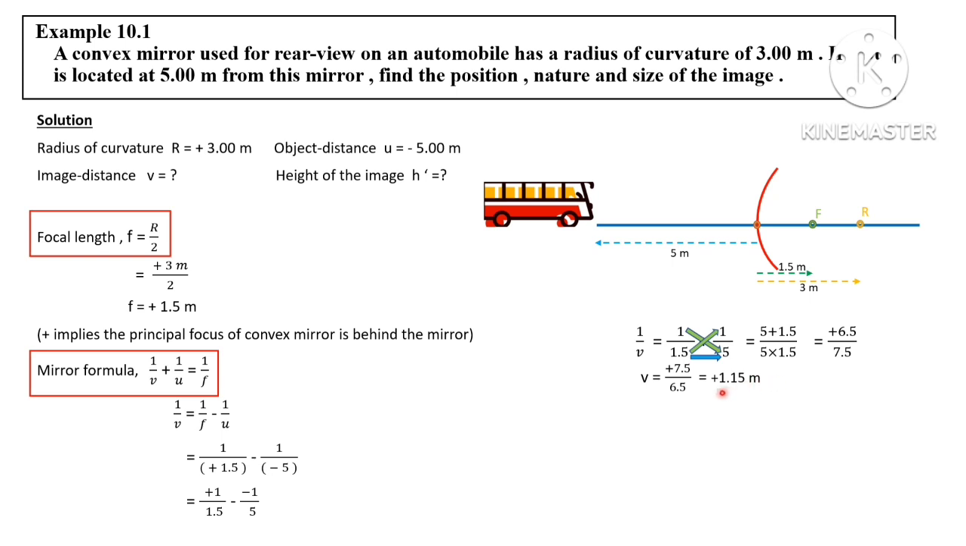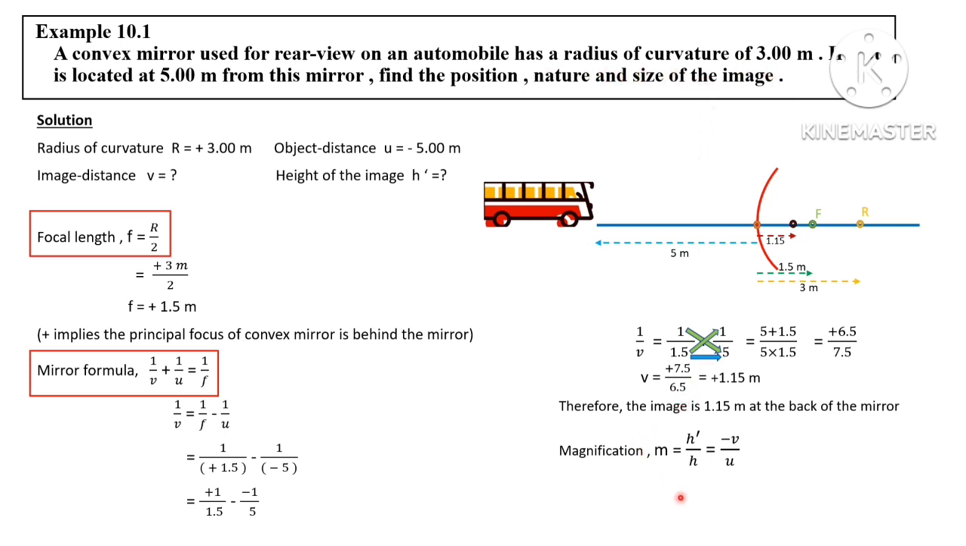Okay, so according to the sign convention, we know that a positive sign indicates a measurement which is taken to the right of the origin. So we can mark it in the picture. We are taking 1.15 meter right to the origin, and this must be the position of the image. Now we got the position of the image. Okay, the position of the image is found here. Now we have to find the size of the image and the nature of the image.